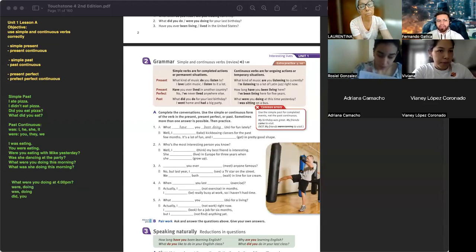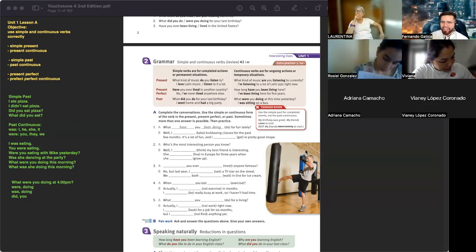Any questions with the past continuous? Simple present, it's a past simple? No? Okay. I'm gonna explain the present perfect and the present perfect continuous, and then we're gonna take a little break because this is a lot of information.